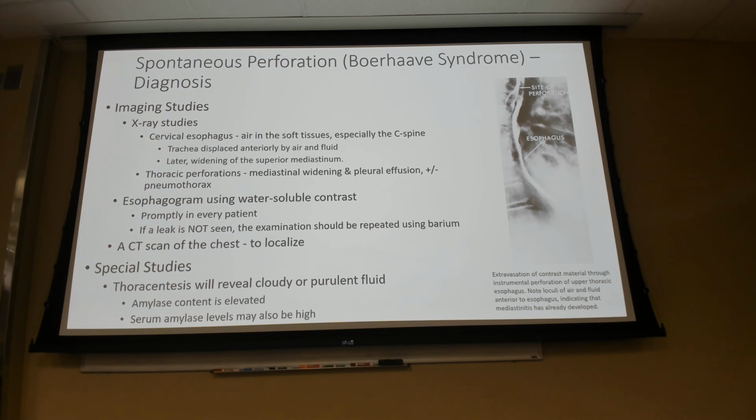We like to use water-soluble contrast on this just because if we suspect that we have a perforation, we don't want to put contrast in there because it can be irritating and worsen the condition. So we typically start with the water-soluble contrast, and then we'll use a CT scan as well, typically in these patients. If they have like a pleural effusion on there, we may have to do a thoracentesis just to draw the fluid off and get a measurement on it.